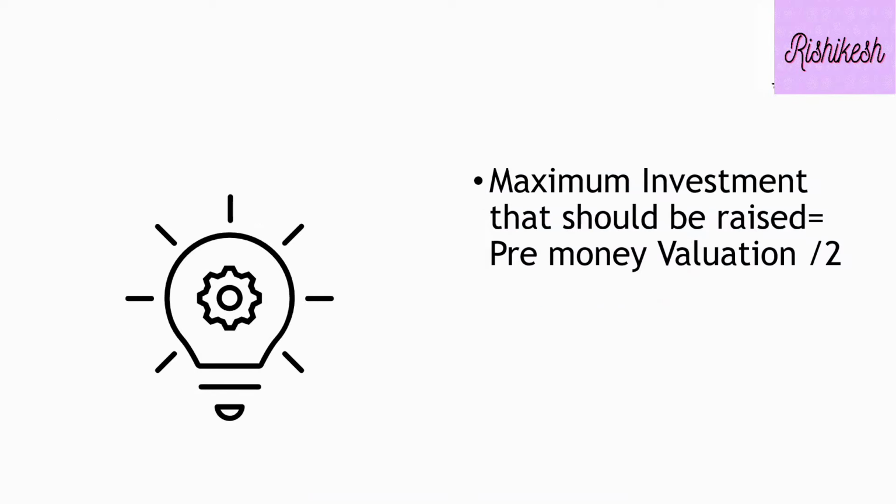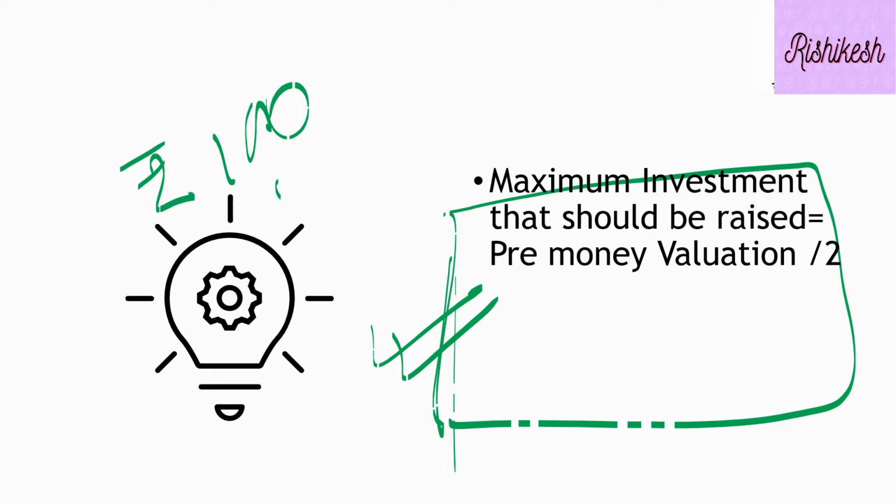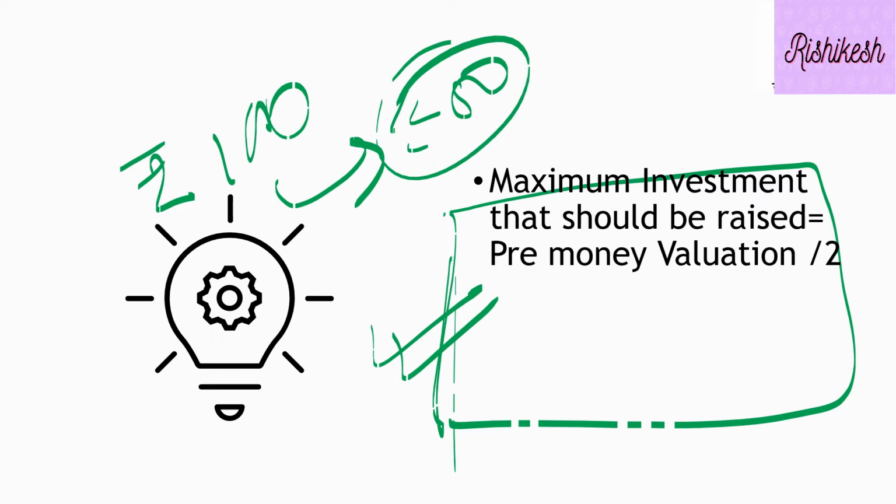Now inside the industry, there is a trend that the maximum investment that you should raise should be less than or equal to the pre-money valuation divided by 2. So let us suppose you've got a pre-money valuation of 100 rupees, so you should avoid raising anything more than 50 rupees, right? And it's usually an industry standard that people will not give you more than 50 rupees in most of the cases, right?